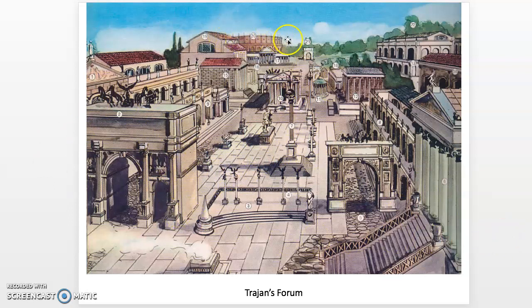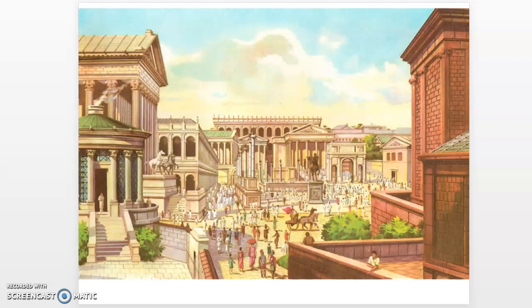Back there is the Colosseum and some of the different markets and things. You can see the equestrian statue right here. So, very, very important section of the city, and you have a lot of stuff happening here.